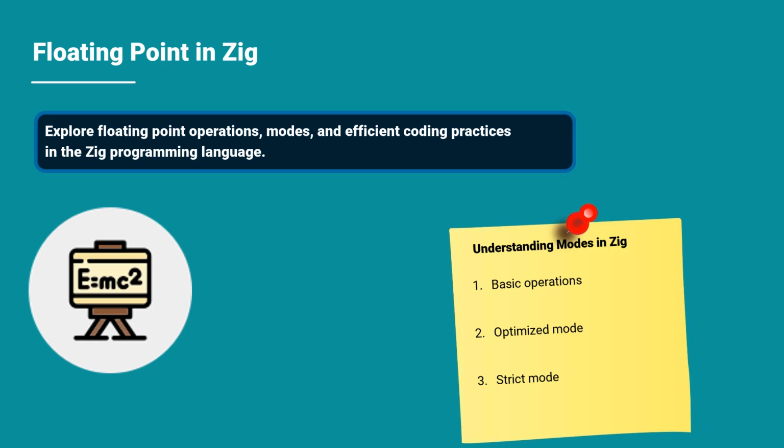Floating point operations are crucial in programming, especially when dealing with real numbers and requiring a high degree of precision. In Zig, floating point operations are designed to be both efficient and predictable, with a feature that enables developers to switch between strict and optimized modes depending on their needs.